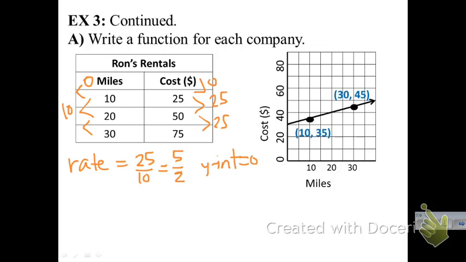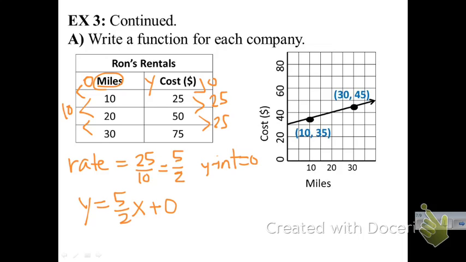So if we want to write this, we could say y equals, if you want to use y, it doesn't matter as long as you know y represents the cost. Or you could say c equals for cost. So y equals 5 halves x, and x represents your miles. Or you could have 5 halves m plus 0.